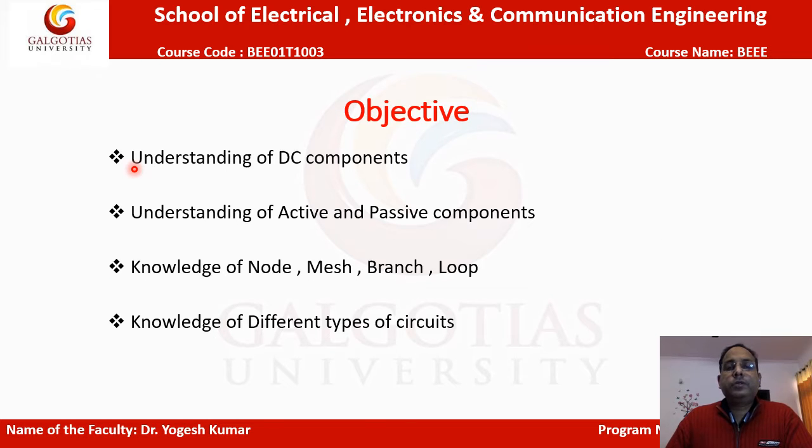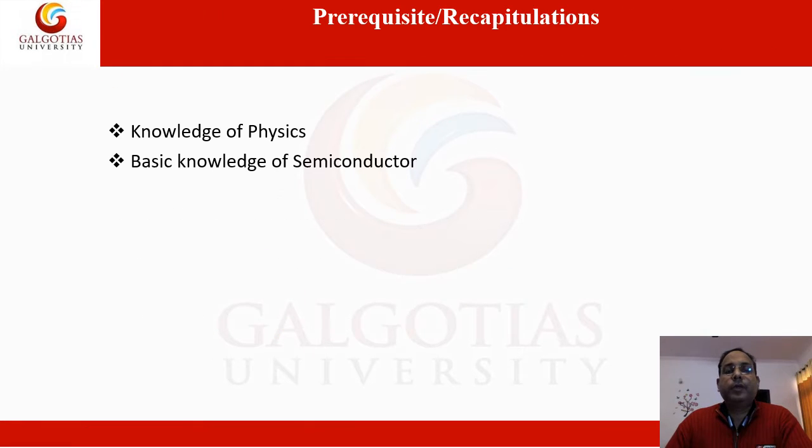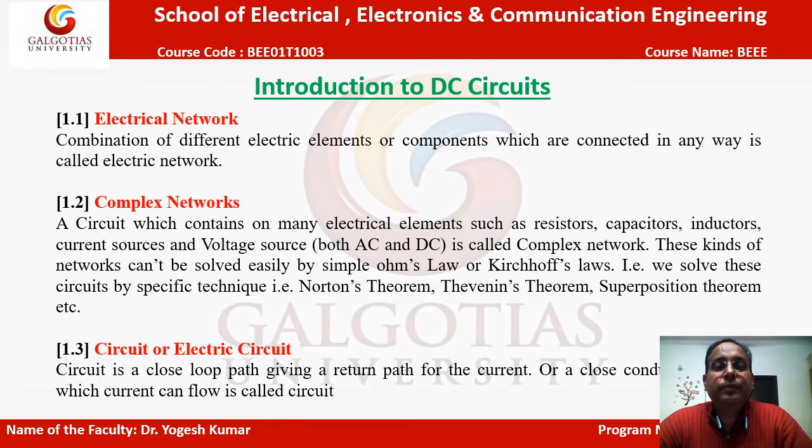In this theory course, the objective is understanding of DC components, understanding of active and passive components, as well as getting the knowledge of node, mesh, branch and loop for different circuit networks, as well as the knowledge of different types of circuits. Now, before going into the deep knowledge of this basic electrical electronics subject, we have to get the knowledge of general physics we have studied in the 12th, as well as the basic knowledge of semiconductors, to get deep knowledge of this particular subject.